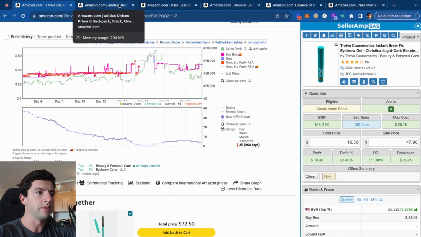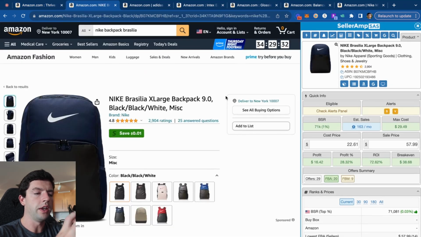Now let's take a look at some other types of products too. So now I want to talk about, in a way, that makeup product we just looked at wasn't seasonal with its demand. This product is a backpack and totally has seasonal demand. I want to show you how that can change over time.